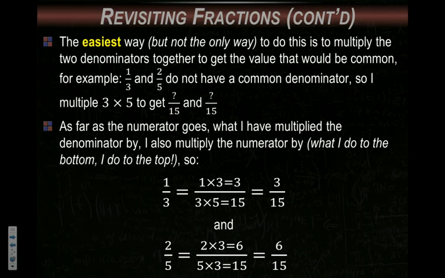Okay? The easiest way to do this, not the only way, but the easiest way, is to just multiply the two numbers together. So here we have 1 over 3 and 2 over 5. I'm not going to overthink what the common denominator between 3 and 5 is. I'm just going to multiply them together. So I know the common denominator is going to be 15. But what's the numerator? Well, whatever number you multiplied the denominator by to get 15, you do the same with the numerator.